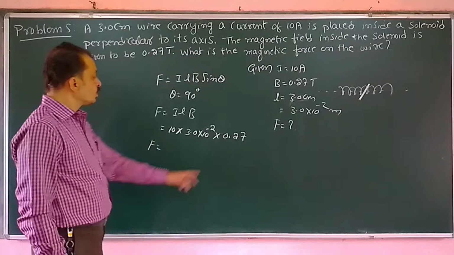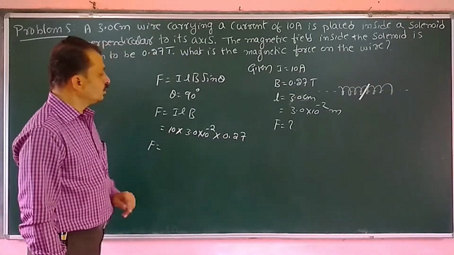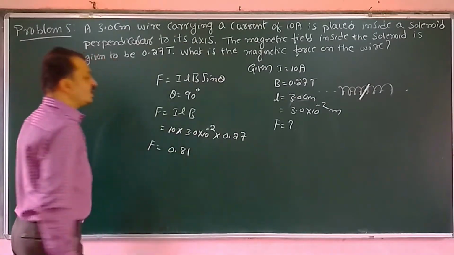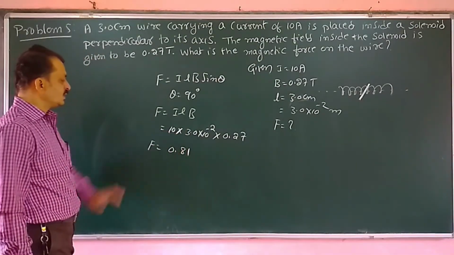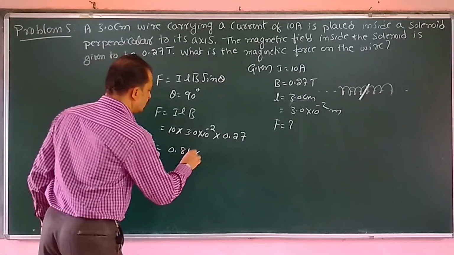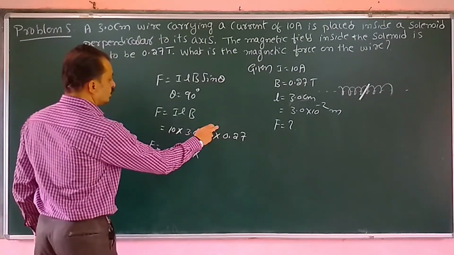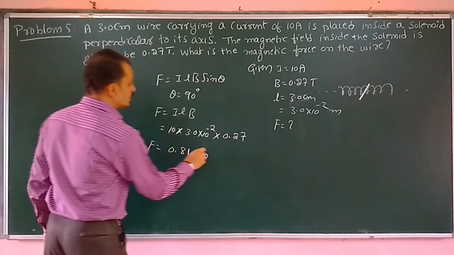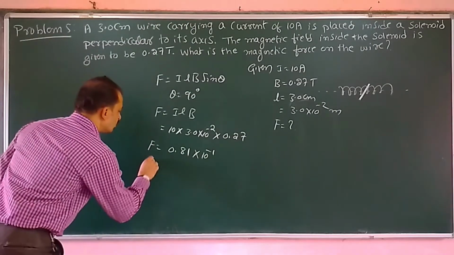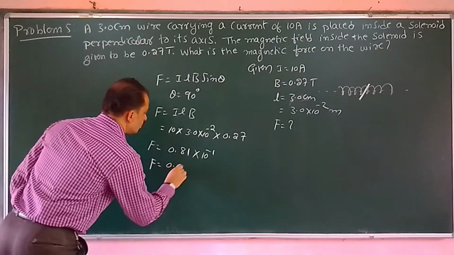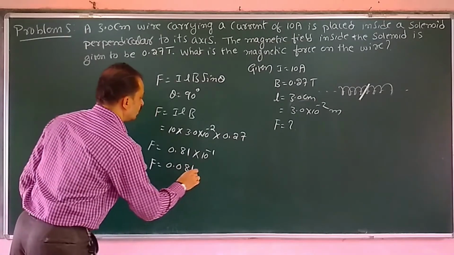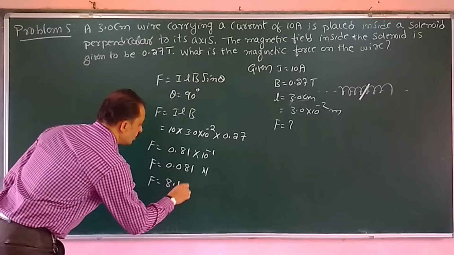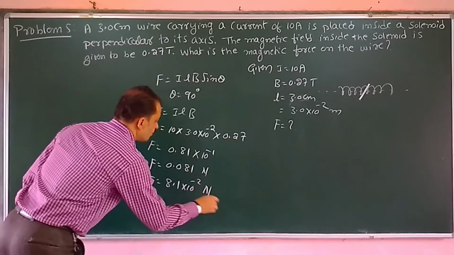F is equal to 0.27 into 3, if you multiply that one, it is 0.81. 27 3s, it is 81, therefore 0.81 into 10 to the power of plus 1, 10 to the power of minus 2, it is 10 to the power of minus 1. Therefore, the magnitude of the force is 0.081 Newton, or in scientific notation, 8.1 into 10 raised to minus 2 Newton.